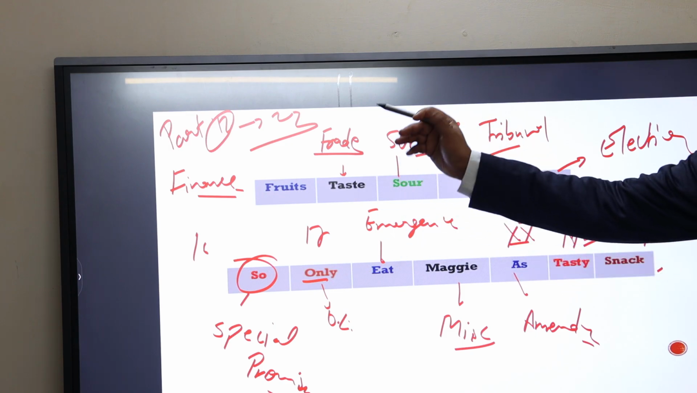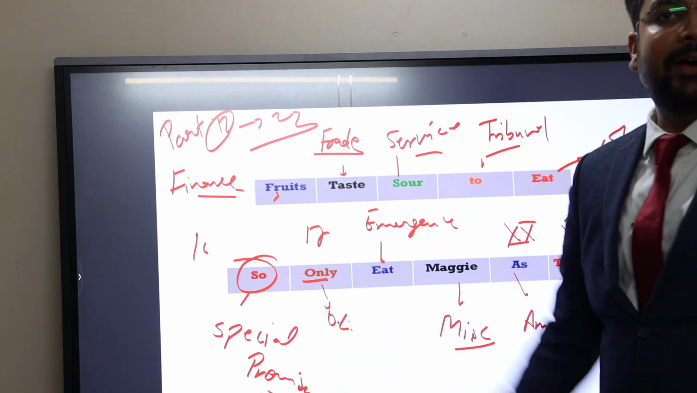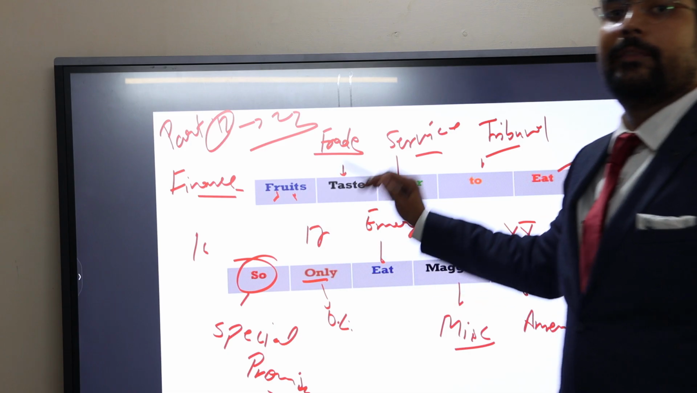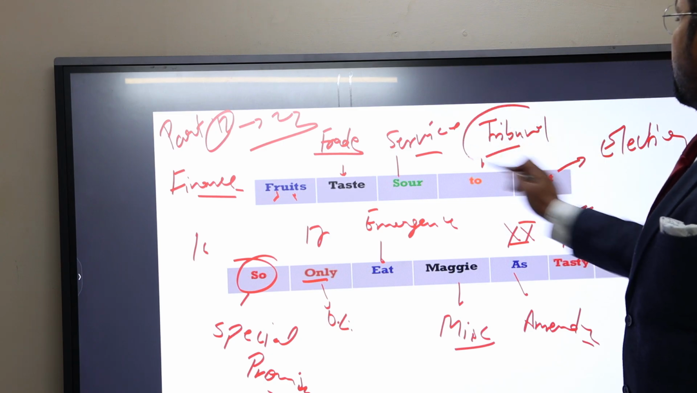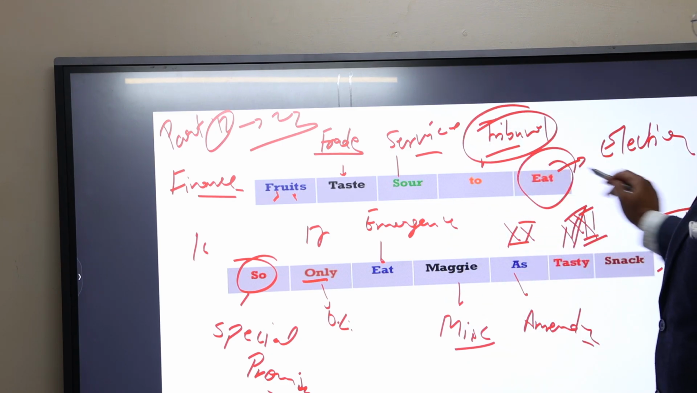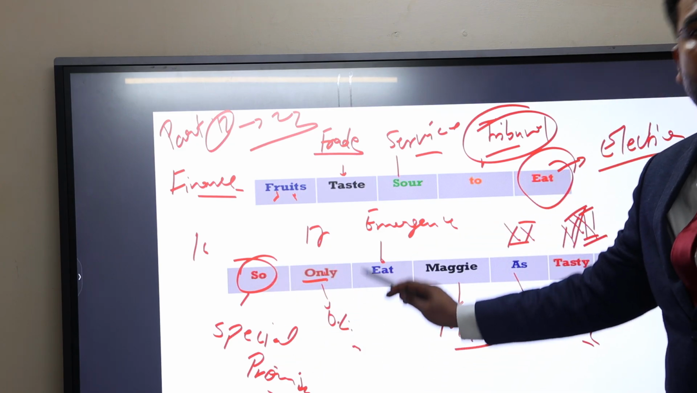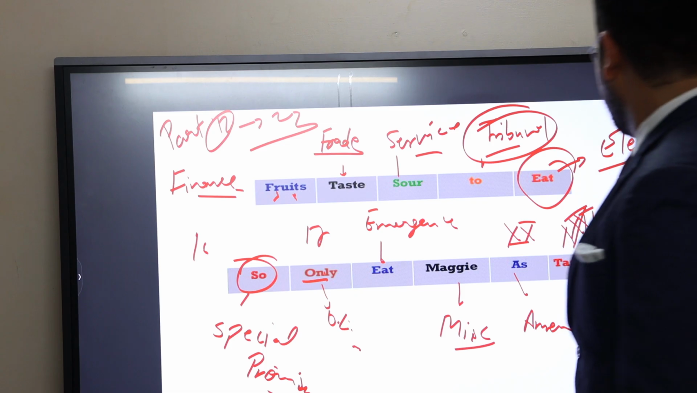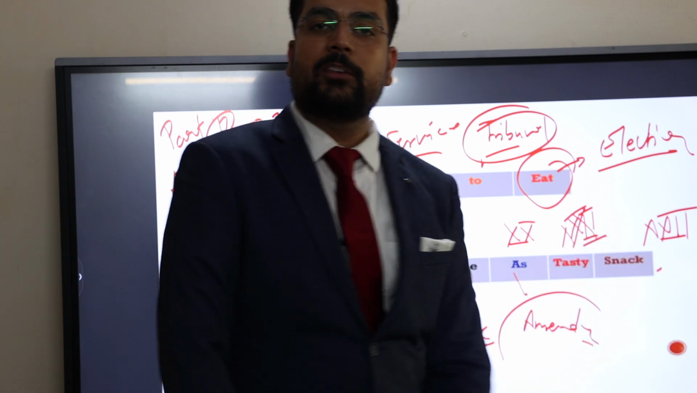Here comes another trick: fruits taste sour to eat, so only eat Maggie as tasty snacks. Part 12 means finance related provisions. Then part 13, trade. Part 14, services. Part 14A, tribunal. 2 means tribunal. Then election. Then special provision to some certain classes. Then official language, part 17. Part 18, emergency provisions. Part 19, miscellaneous. Part 20 deals with amendment. Part 21, temporary provision, and next means short titles.